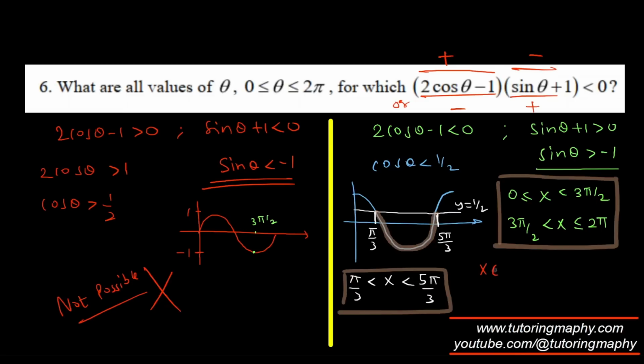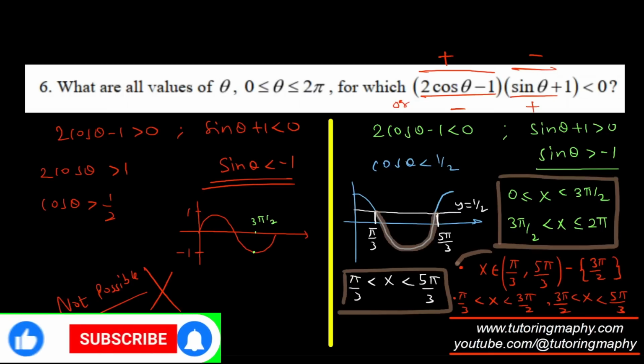There are two ways to write it. I can write x is an element of pi over 3 to 5 pi over 3 except 3 pi over 2. Either I can write like this, or I can say x is from pi over 3 to 3 pi over 2 and 3 pi over 2 to 5 pi over 3. So this is an inequality way of writing it, and the first one is the interval notation of writing it. Both are correct answers. I'll just highlight that. This is our final answer.